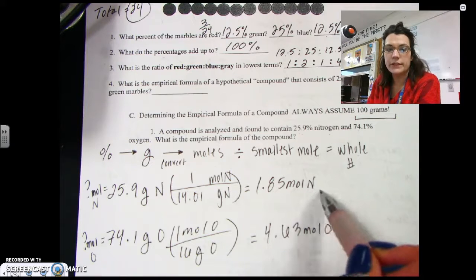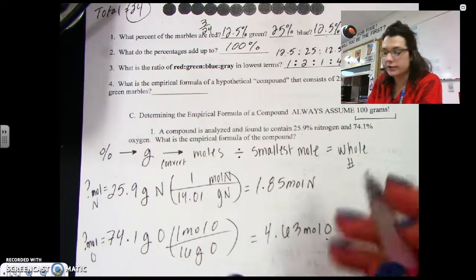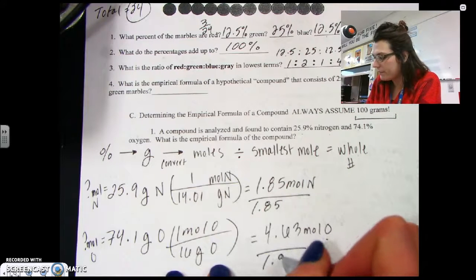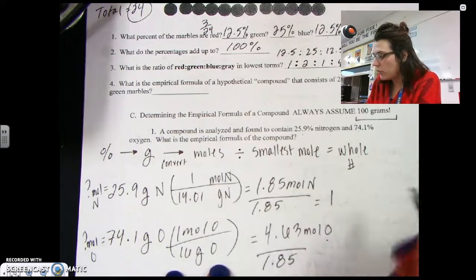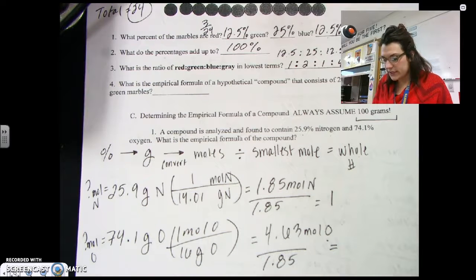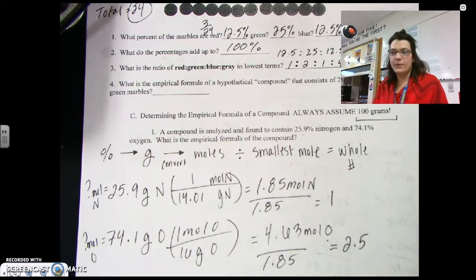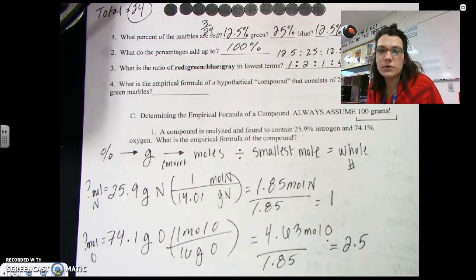Okay, next step, divide by the smallest mole. Who's smaller here, nitrogen or oxygen? Hopefully you said nitrogen, so I'm going to divide both by 1.85. So this becomes 1. 4.63 divided by 1.85 is equal to 2.5. Okay, now here's a little trick. I can't have a decimal subscript in a compound. Okay, it's just a rule.